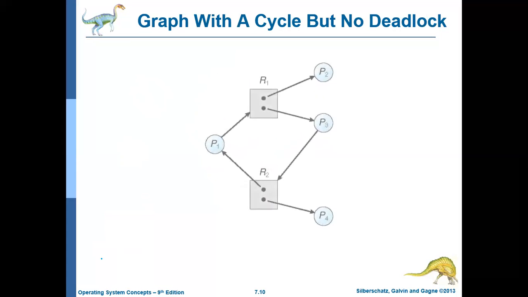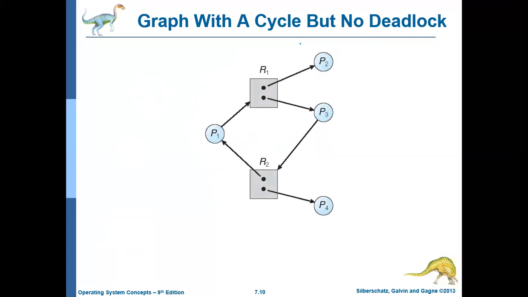Fine. So let us see another graph with a cycle, but there is no deadlock. If you see this particular graph, here there is a cycle, but there is no deadlock. There are four processes: P1, P2, P3, and P4, and there are two resources R1 and R2, and each of these resources has two instances. Now one of the instances of R2 is allocated to P1 and P1 is waiting for R1. P1 is requesting the resource R1.